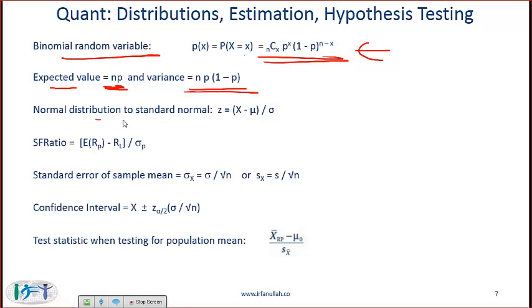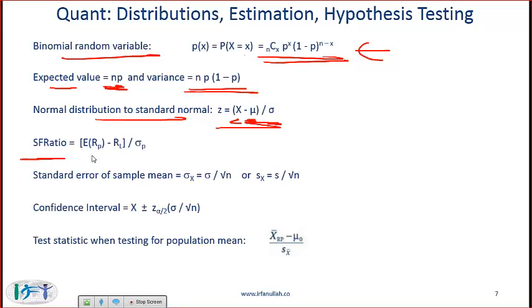Then normal distribution to standard normal. So if you are given a normal distribution which is not standardized and you need to change that into a standard normal where the mean is 0 and the standard deviation is 1, then you take the x value minus the mean and divide by the standard deviation. Once you do this, then you can look it up in a regular table.